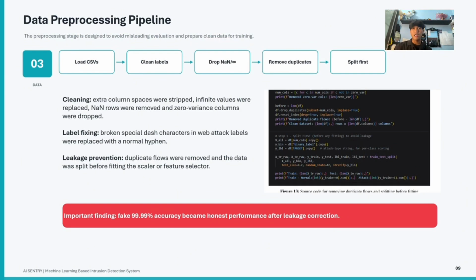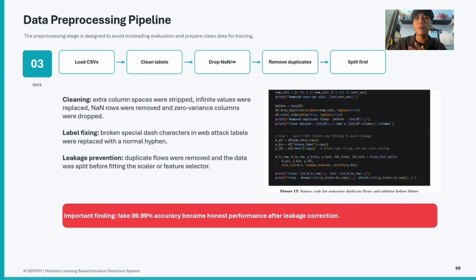Data preprocessing is one of the most important parts of this project because the quality of the data directly affects the model result. First, all CICIDS CSV files are loaded and combined. Next, extra spaces in the column names are removed. Broken special characters in some web attack labels are also replaced with normal characters so the same attack labels are not separated incorrectly. Infinite values are replaced and rows containing missing values are removed. Columns with no variation are also dropped because they do not provide useful information to the model. After that, duplicate rows are also removed.